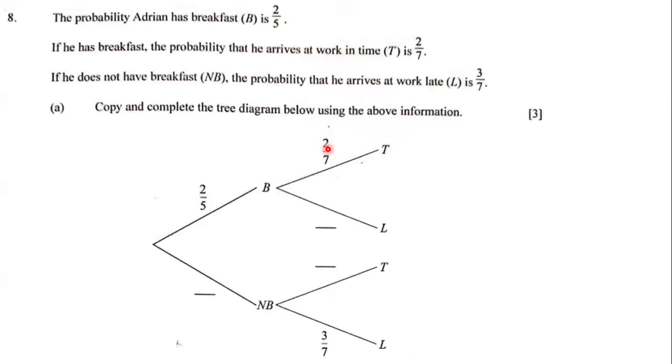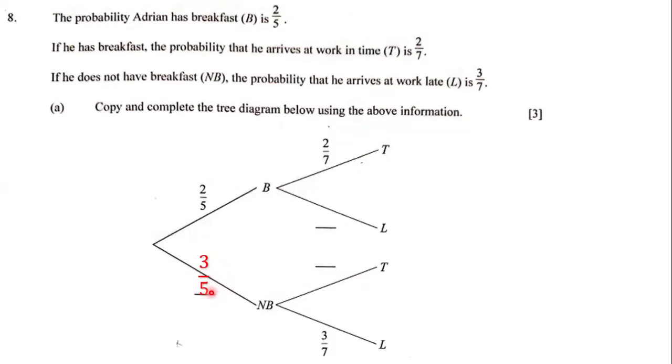We have this space missing, and this space, and this space, and so we have to finish this diagram. Now, they said here that the probability that Adrian has breakfast is 2 over 5. And what we need to figure out is the probability that he does not have breakfast. Since we already know that the probability that he has breakfast is 2 over 5, the probability that he does not have breakfast is going to be 3 over 5.